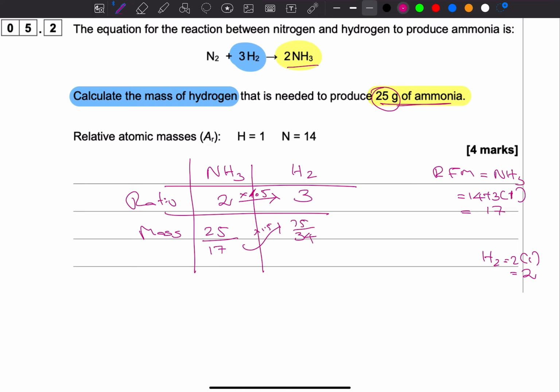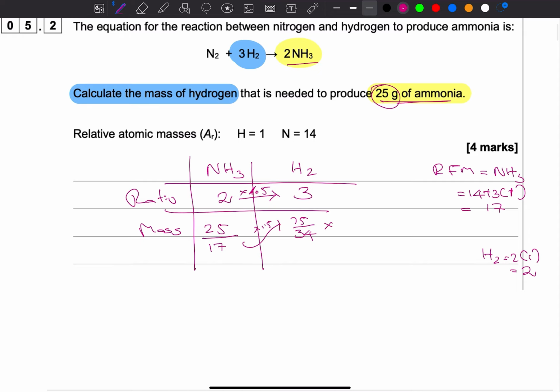Then you times the answer by your relative formula mass of hydrogen, which is 2. And now you give it as a decimal. What does it say? 4.41 grams then. Times it by 2, which gives you 4.41 grams of hydrogen that is needed.